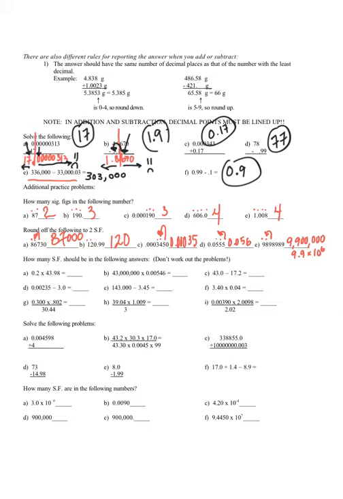If we multiply 0.2, which just contains 1 sig fig, by 43.98, which contains 4, our final answer can only have 1 sig fig. If we multiply 43 million, which has just 2 sig figs, by 0.00546, which has 3, our final answer can only contain 2 sig figs.